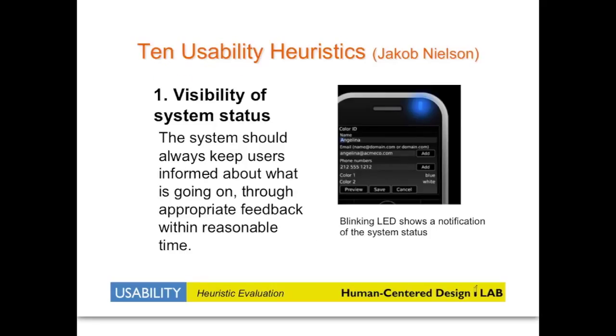The 10 heuristics of usability testing. First, visibility of the system status. The system should always keep the user informed about what is going on, through appropriate feedback. For example, the blinking LED is like a notification of the system status. For example, if someone is calling or someone sends you an email, you are notified. So it means that the telephone shows the visibility of how the product is working right now.